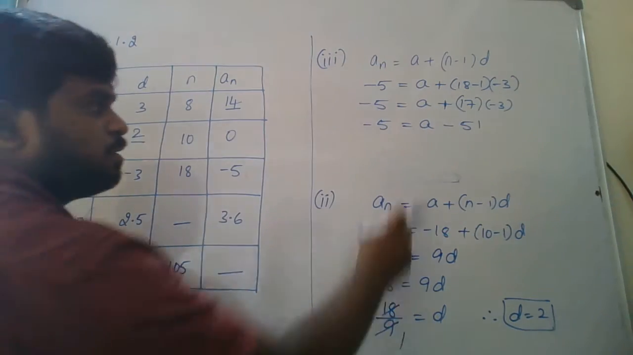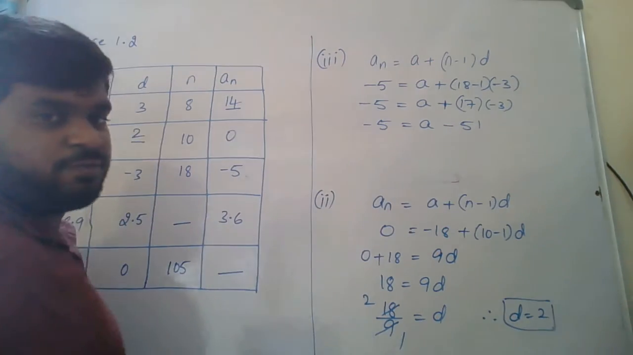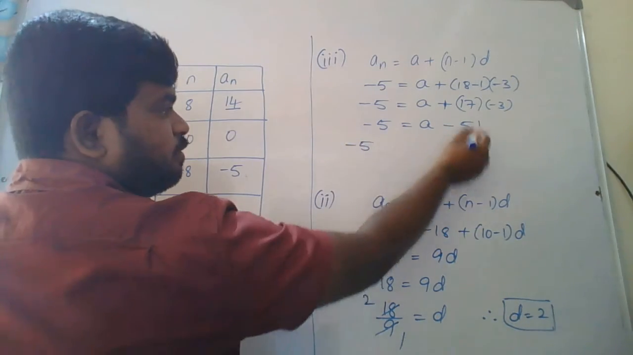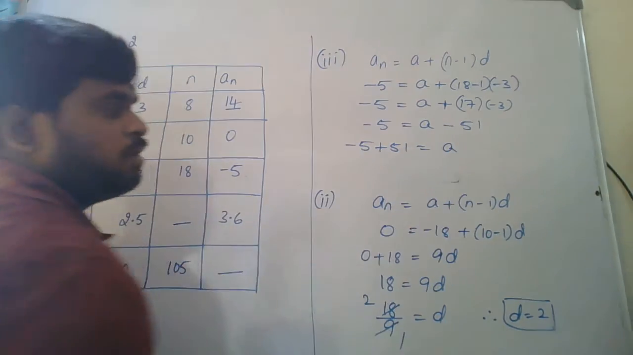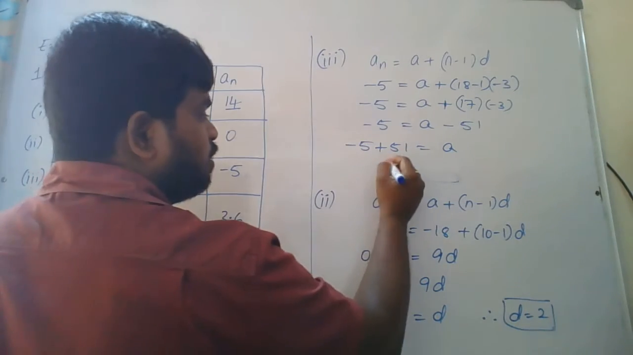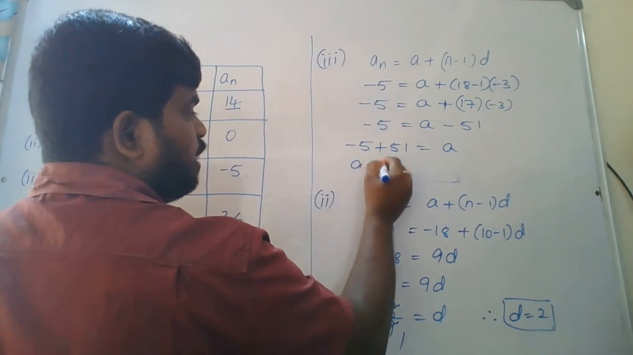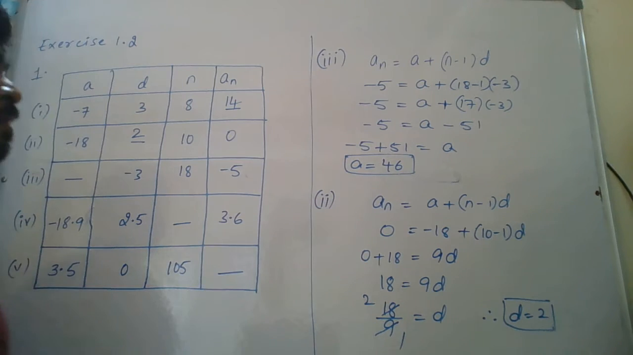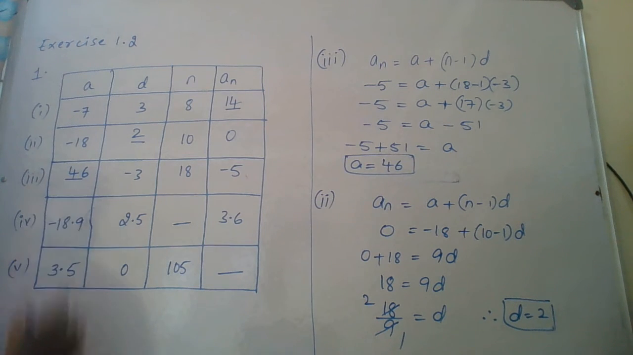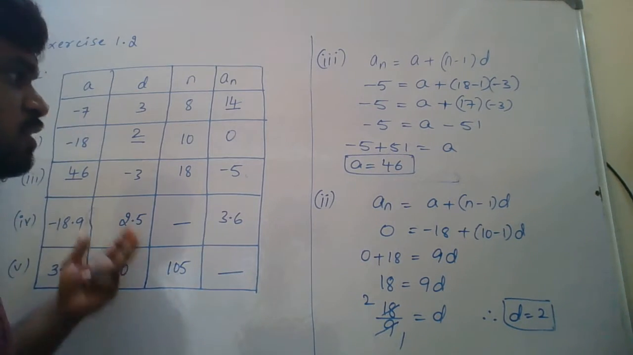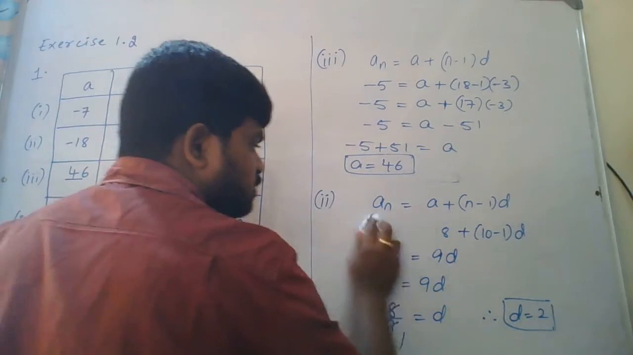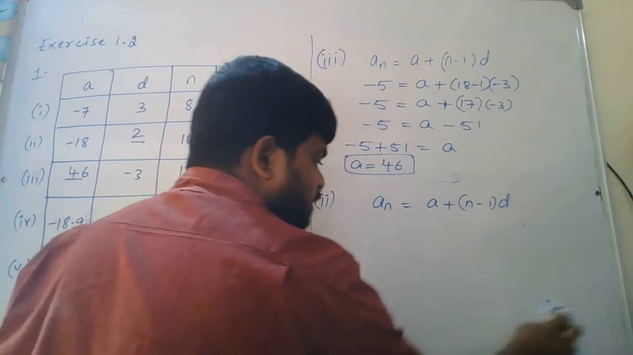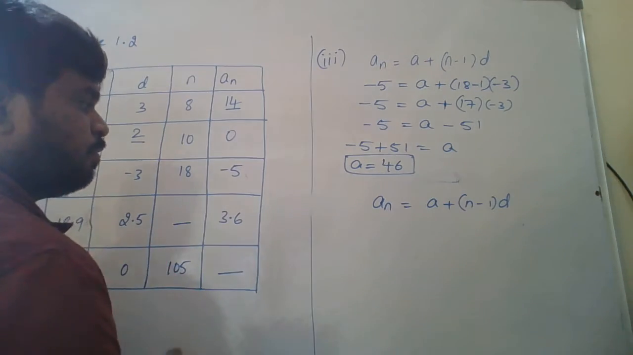-51, you just transpose it because we need A. Transposing -51 to the other side, -5 plus 51 equals A. So 51 minus 5 will give you 46. Therefore, the value of A is 46. So let's fill it here. The value of A is 46. Isn't it? It's very simple. You have to just use the formula, substitute the given values, and find the unknown. Okay, let's go with the next question, the fourth one. Exactly the same way, the fourth question.